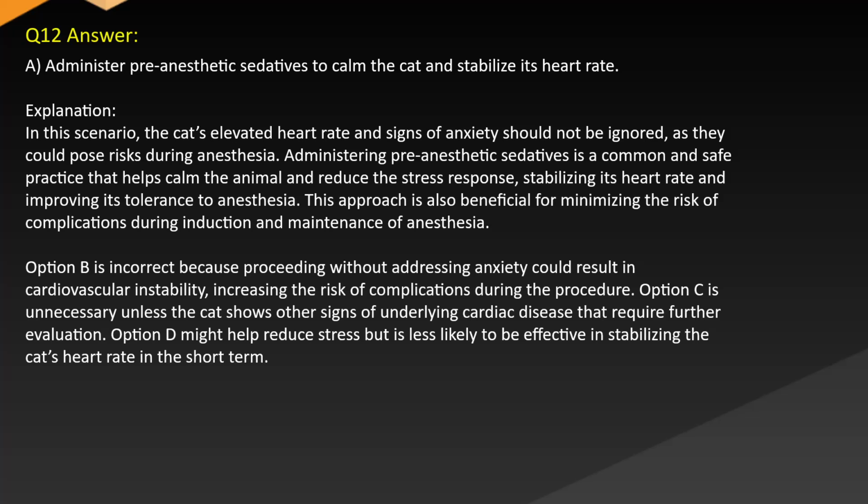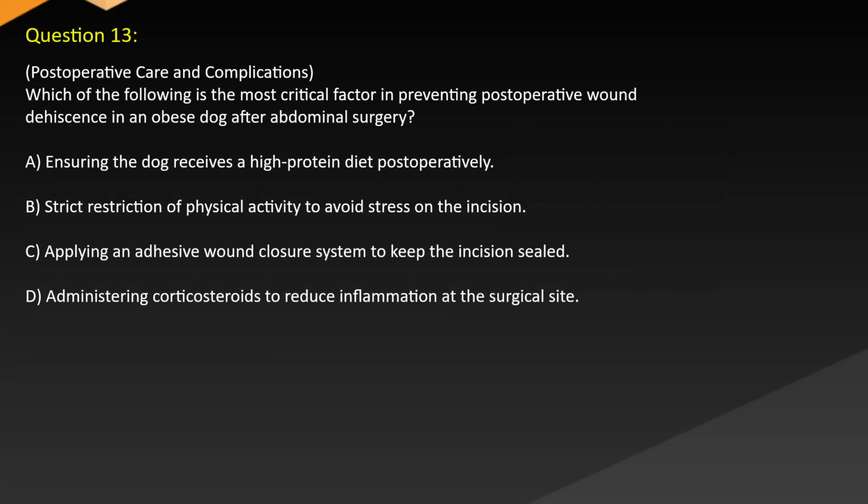Option B is incorrect because proceeding without addressing anxiety could result in cardiovascular instability, increasing the risk of complications during the procedure. Option C is unnecessary unless the cat shows other signs of underlying cardiac disease that require further evaluation. Option D might help reduce stress, but is less likely to be effective in stabilizing the cat's heart rate in the short term. Question 13.